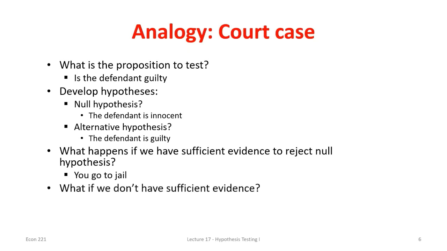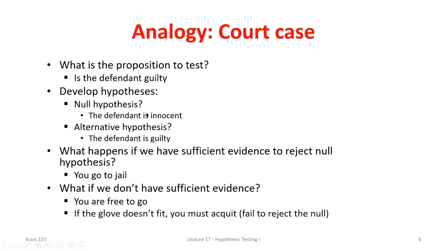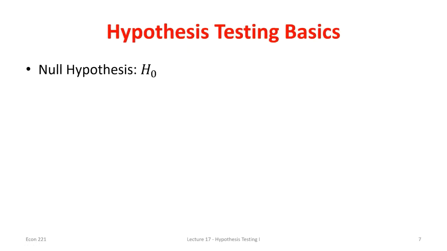If you don't have enough evidence, so maybe no murder weapon was found, you had kind of a loose alibi, then you're free to go, right? We didn't find enough evidence that went against what we assumed to be true, which was that you were innocent. Right, if the glove doesn't fit, you must acquit. We fail to reject the null there. But I think it's a nice non-mathematical example to think about what the null and alternative hypotheses are, and how we identify these things.